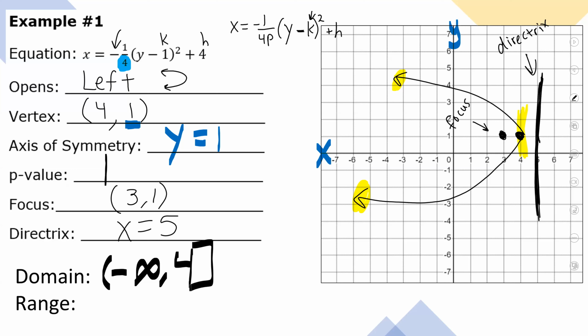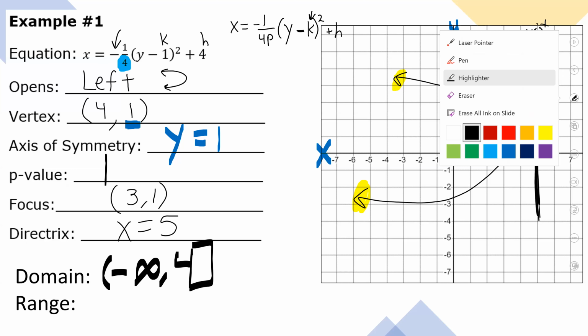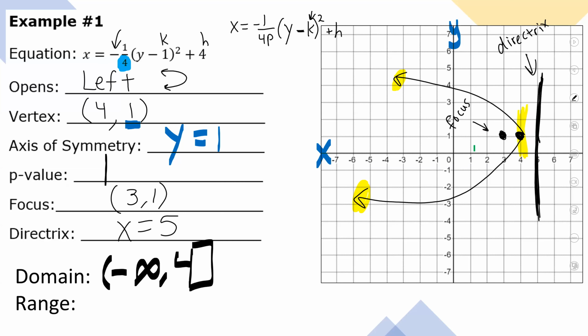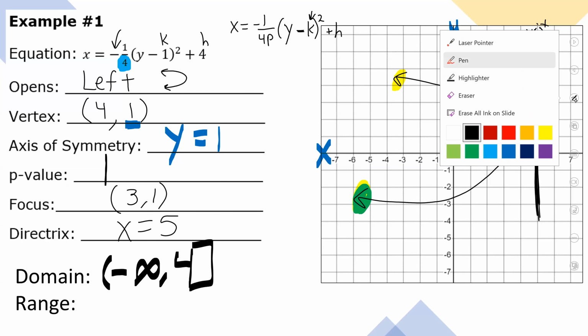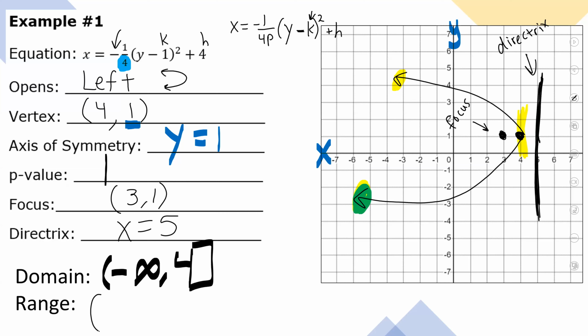Now let's talk about the range. I'll highlight in a different color this time. I'll do green. Okay, range you read from the bottom to the top. So the bottom is right here, and there's an arrow. So what is it pointing down to? Yep, negative infinity, yes? So that means my range is negative infinity. And here's the top. It's an arrow. So infinity. So that is my domain and range.